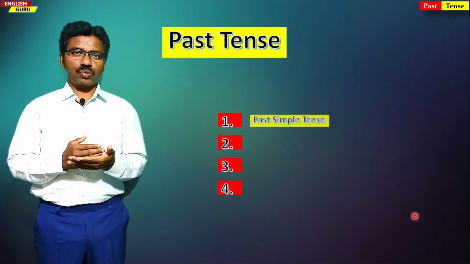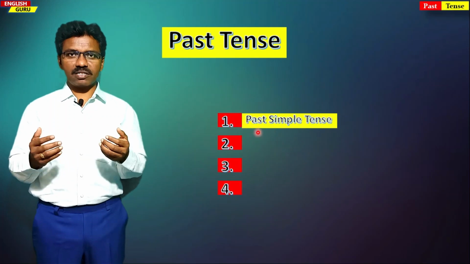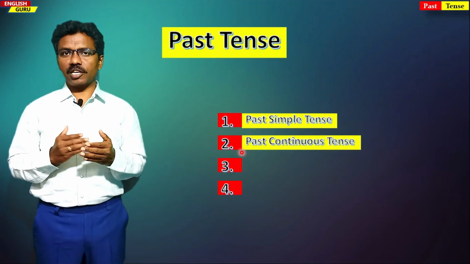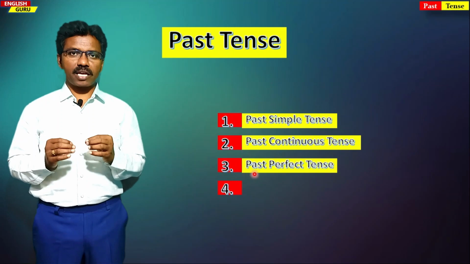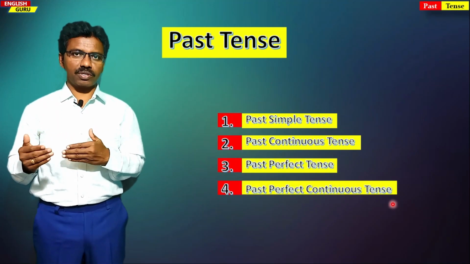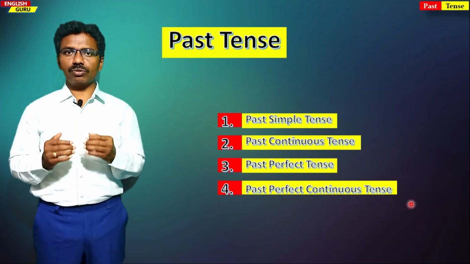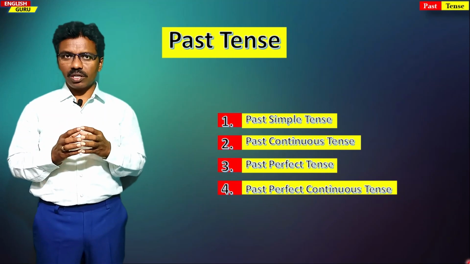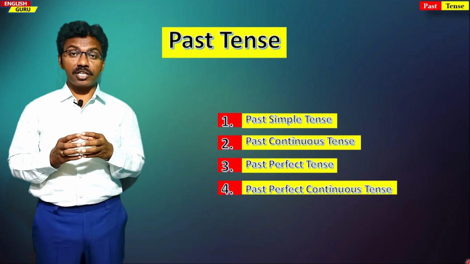Welcome back. Past tense is divided into four aspects. The first one is past simple tense, the second one is past continuous tense, the third one is past perfect tense, and the fourth one is past perfect continuous tense. And now let us try to know about each tense and when it is used.